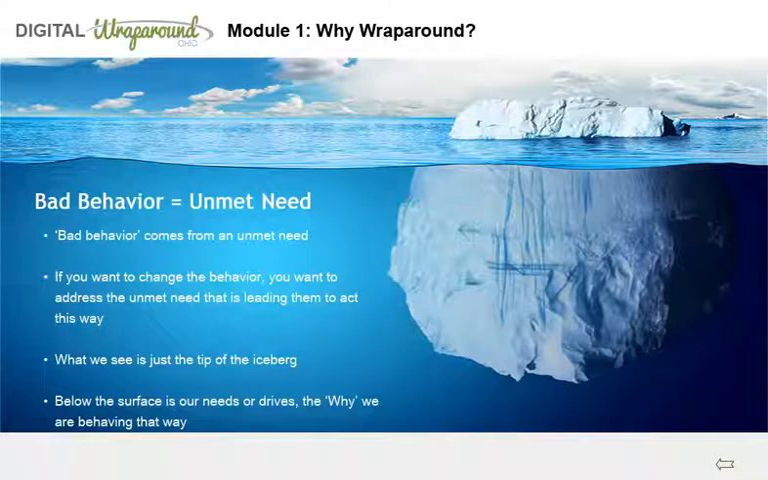The tip of the iceberg is what we see, how someone behaves. Below the surface is our needs or drives, the why we are behaving that way. These may stem from feeling lonely, having been hurt, feeling abandoned, lacking confidence, or needing reassurance, not feeling like you have a place in your family or peer group, not feeling competent, to give some examples of needs people have. Therefore, in Wraparound, the people involved with the person who is struggling will try and help them meet these needs in healthier or less problematic ways, and will develop and choose the strategies that are targeting the underlying needs.